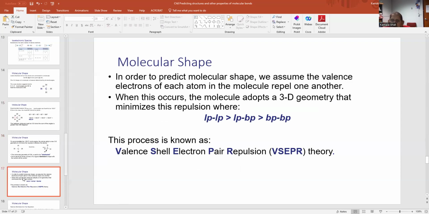In order to predict the molecular shape, we assume the valence electrons of each atom in the molecule repel each other. When this occurs, the molecule adopts a 3D geometry that minimizes the repulsion, where lone pair repulsion is greater than lone pair bond pair repulsion, which is greater than bond pair repulsion. This process is known as the valence shell electron pair repulsion theory.